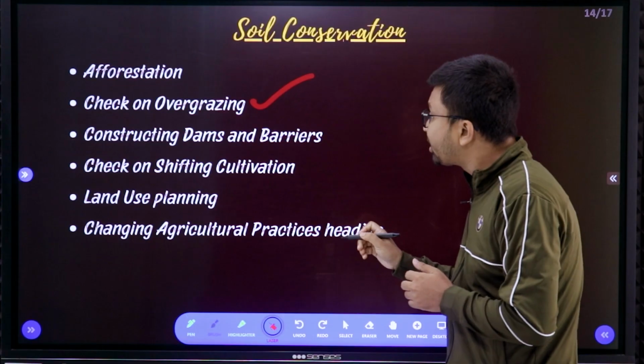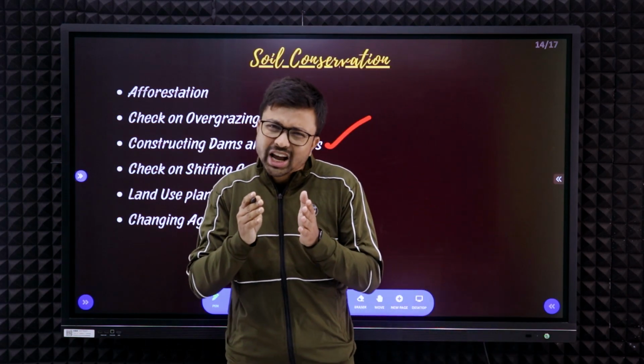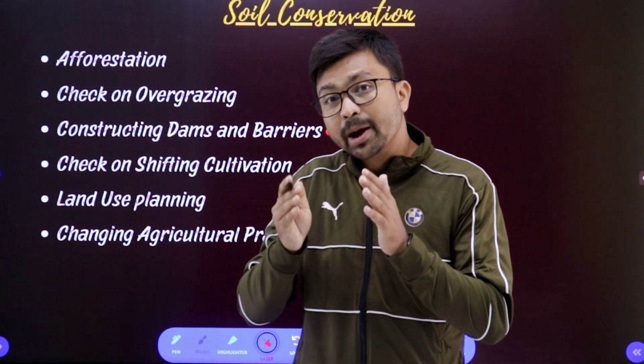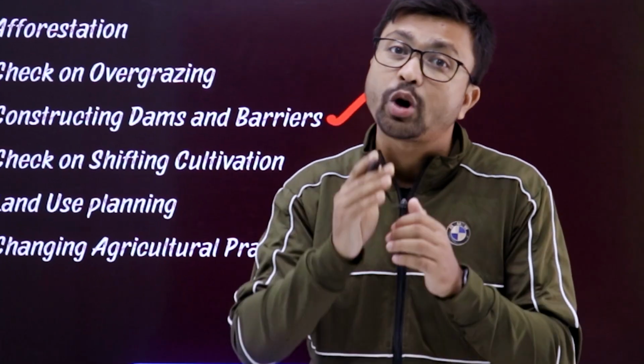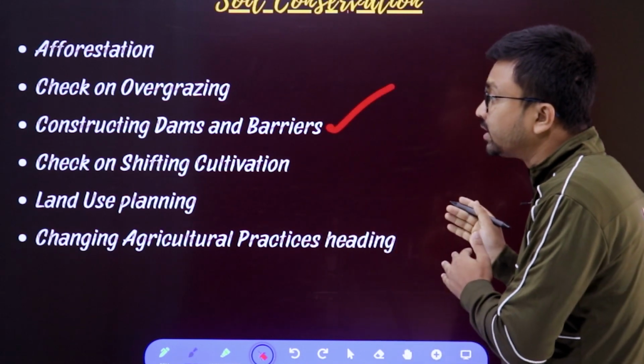Next, constructing dams or barriers. We need to construct these dams or barriers especially along rivers, because we know every year the river water level goes up and down, and due to that the sides of the river break down, and in that way we are losing soil every year. So we need to construct dams or barriers.